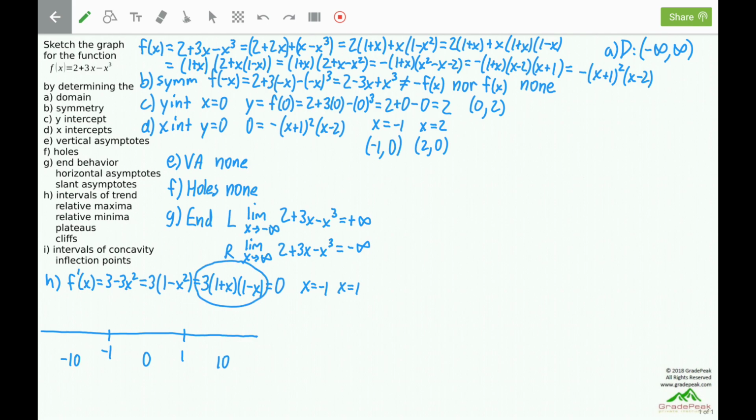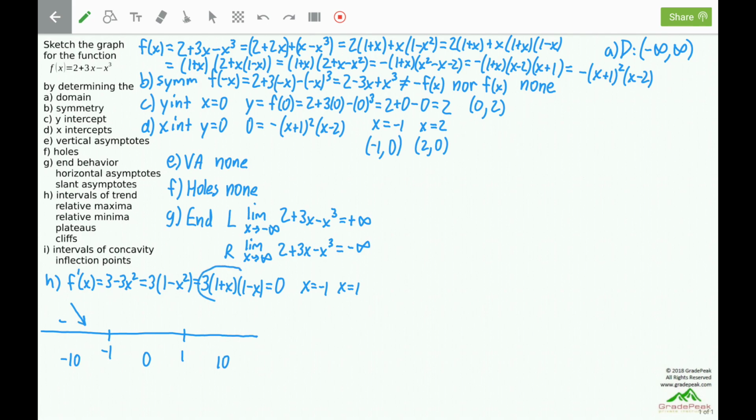That's this one here. Starting with negative 10, 1 plus negative 10 is a negative. 1 minus a negative 10 is a positive. Negative times positive is a negative. Times that positive 3 will still be negative. We have a negative first derivative in this interval, which corresponds to a decreasing trend.